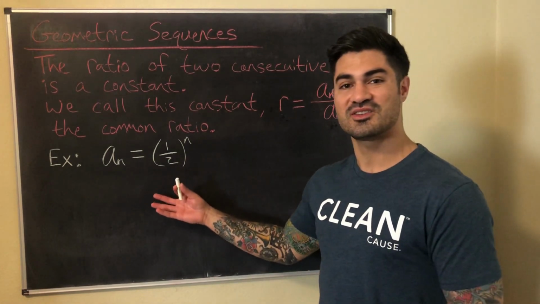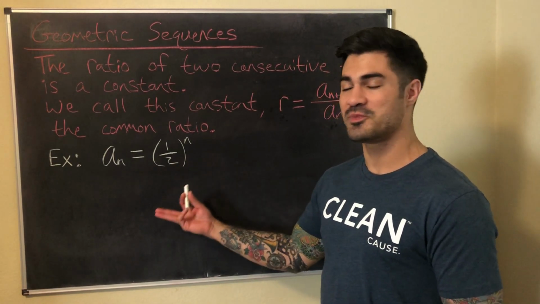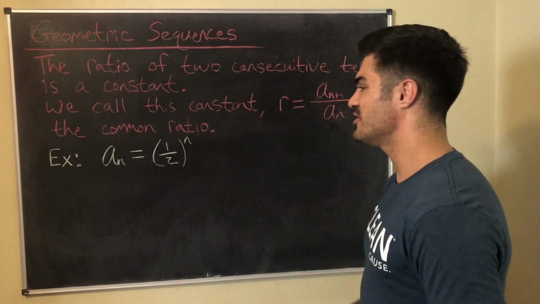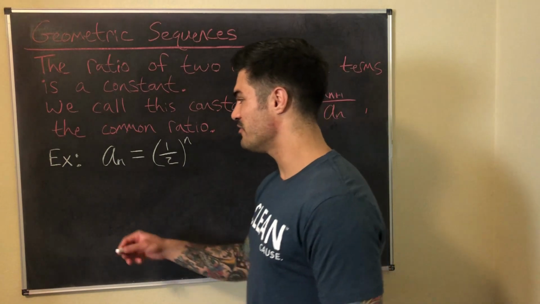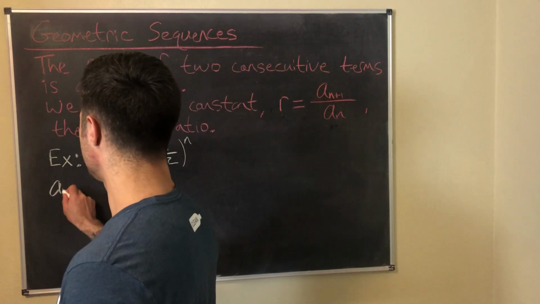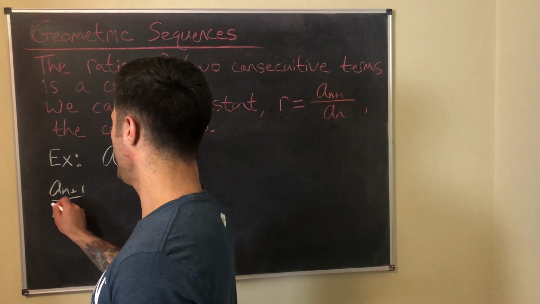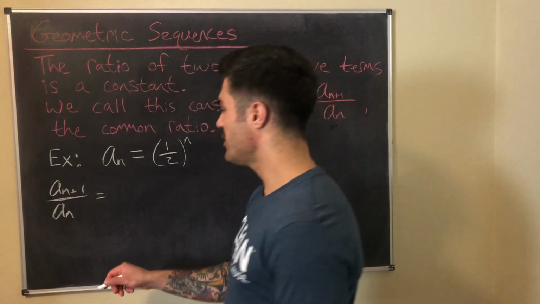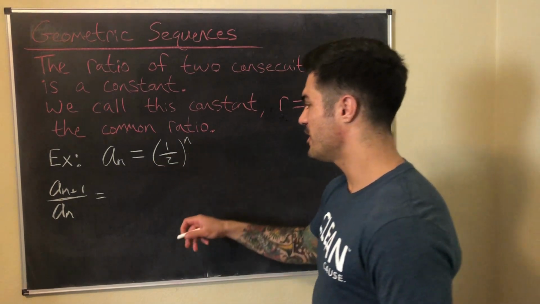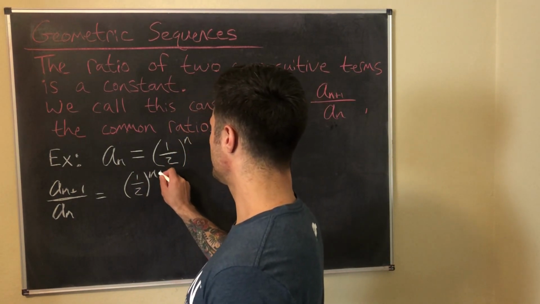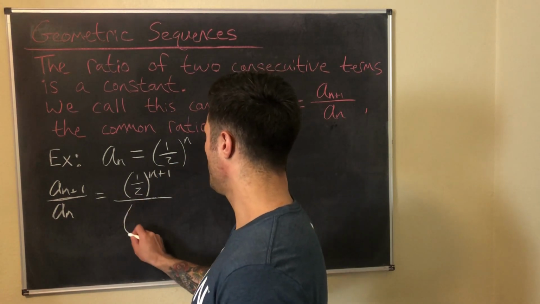But let's look at this example. This is a geometric sequence, but let's verify that it is and maybe write out the first 4 terms just to get a little bit of practice, get a little warmed up. So we can verify that this is a geometric sequence by looking at a_(n+1) over a_n. And remember, that's just plugging n plus 1 in for n. So I get 1/2 to the n plus 1 over 1/2 to the n.